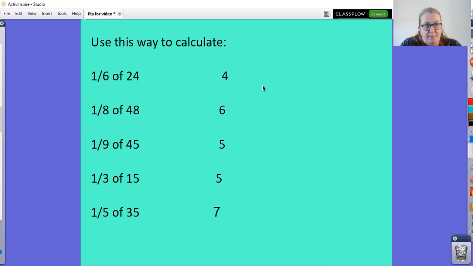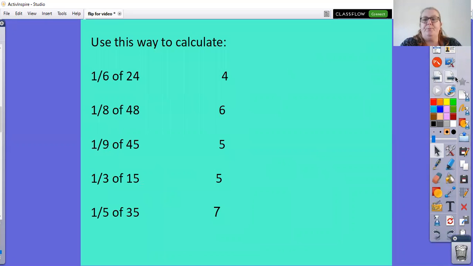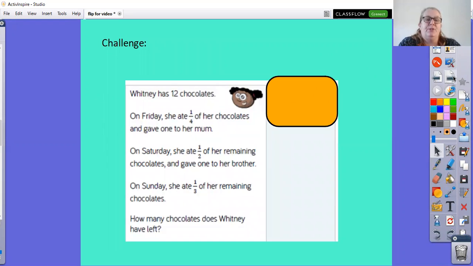So use your other coloured pencil or pen to mark those. If they aren't correct, go back and have another go. Remember to get that quantity and divide it into how many parts it tells you in the denominator. And then you're just counting one of them in these cases. Have a go at that. When you're ready, you can move on to the challenge.